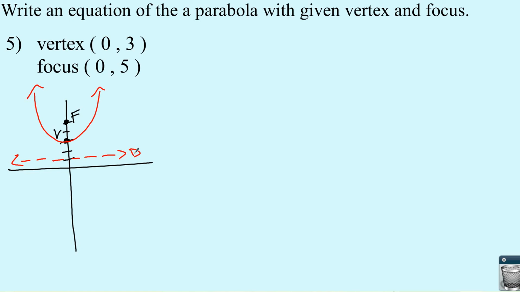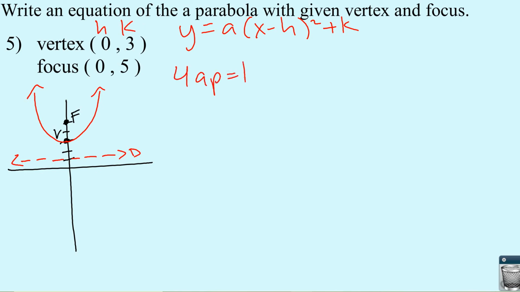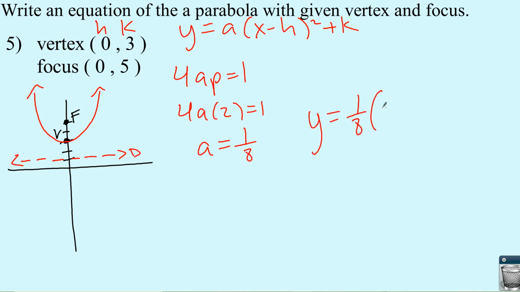Alright, so now we want to write the equation of a parabola. So we have y equals a(x minus h) squared plus k. So that's great. We already have our h and our k, but now we need to figure out what a is. So we use 4ap equals 1. So p is our focal length, which is 2. So 4a times 2. So a is 1/8. So plug in what you have. y equals 1/8 (x minus 0), so just x squared, plus 3. There's your equation.